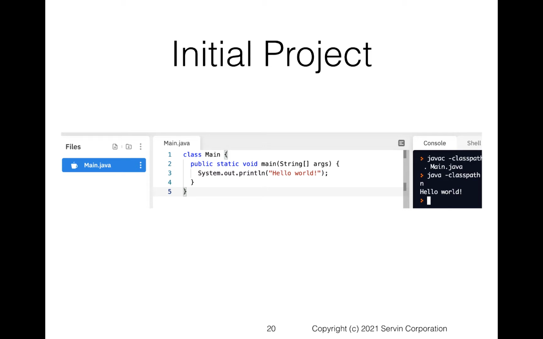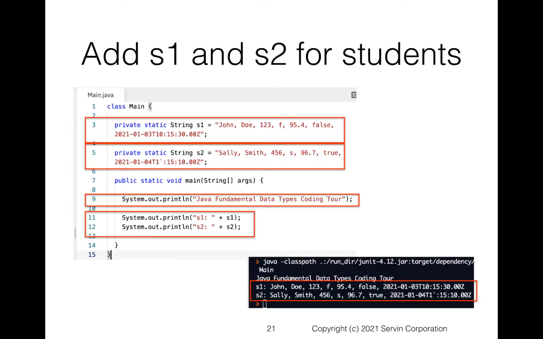You'll have your initial project, something you're now familiar with, where you have your file name on the left side, the main.java. You have your code in the middle, and on the right side, you have the console to see your output. So let's begin by adding S1 and S2 for students.